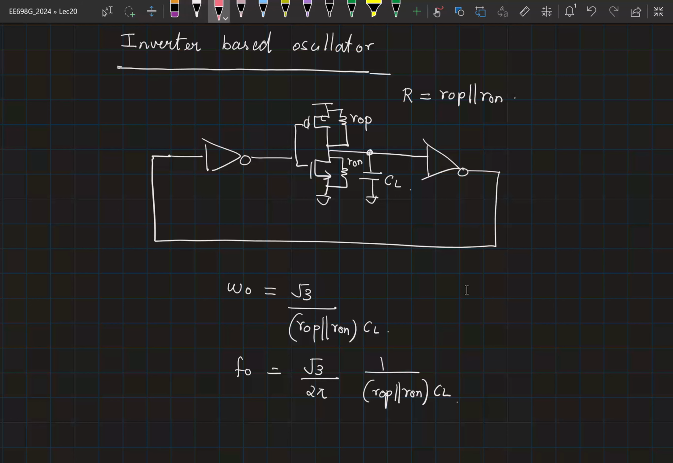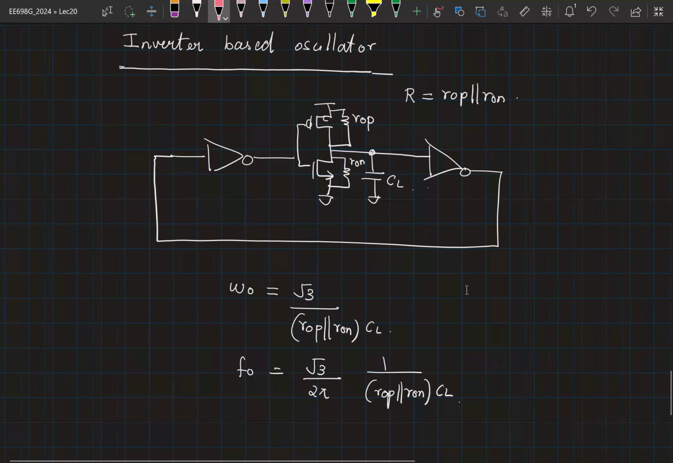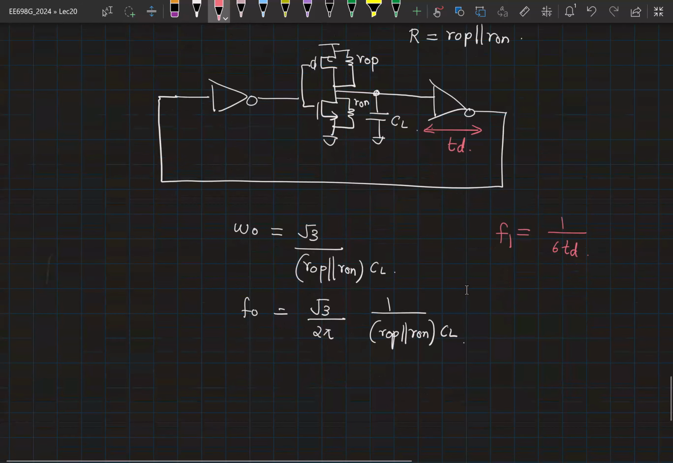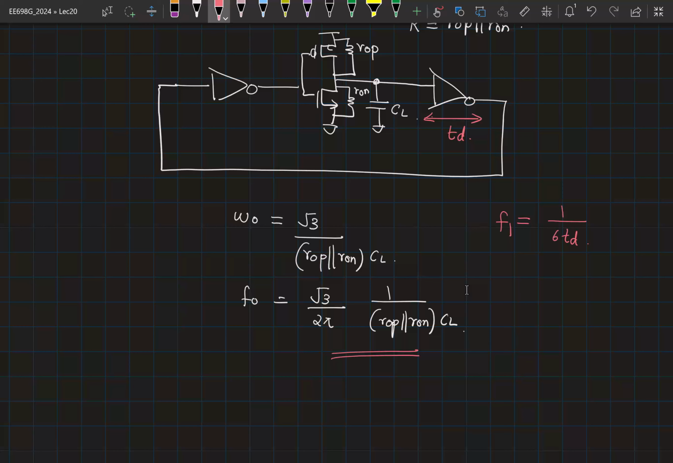But this is a regular inverter based oscillator that you have seen. If the delay of one inverter was equal to TD, what would be the oscillation frequency? Let me call this as F1. 1 by 6 TD. Okay. So one is based on only small signal analysis, the other is based on large signal analysis, right? And it turns out your actual frequency of oscillation is going to be closer to this value, and you would typically see your F1 to be smaller than F0. So this way you may have to look at the circuit from both small signal and large signal model to see what sort of frequency you expect at the output.